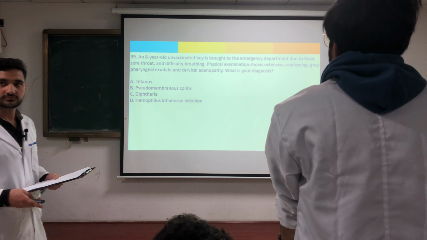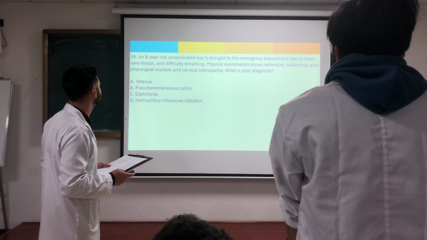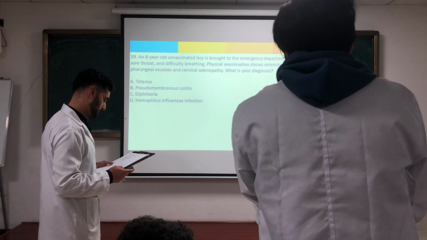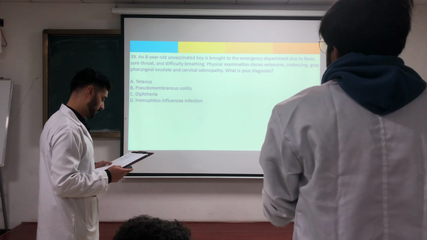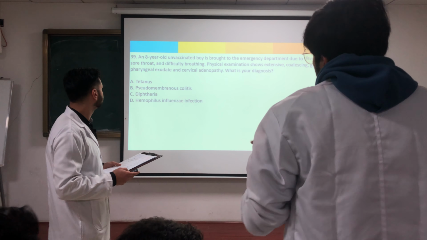So you have an 8-year-old unvaccinated boy brought to the emergency department due to fever, sore throat, and difficulty breathing. These are the main features. Physical examination shows extensive coalescing grey pharyngeal exudate. These features directly point to diphtheria, but we can also go by the elimination method. For example, tetanus: a tetanus patient would have specific physical examination findings like opisthotonus, which is not present here, of course.